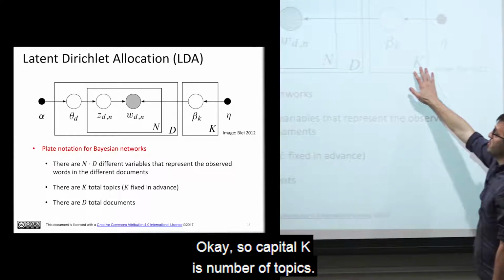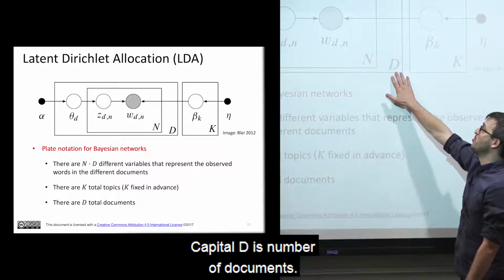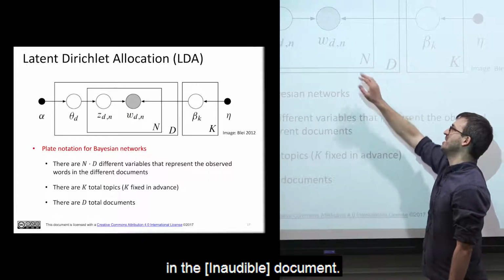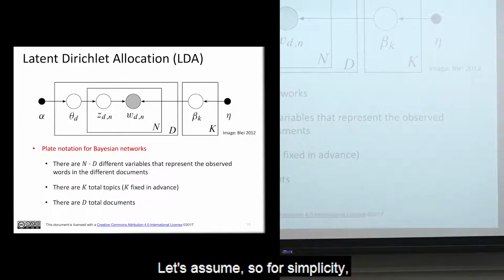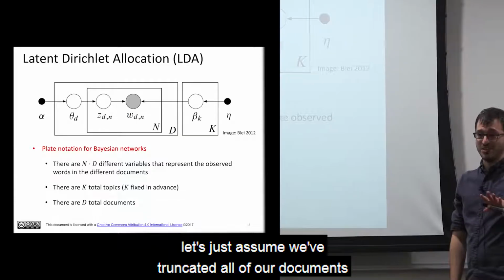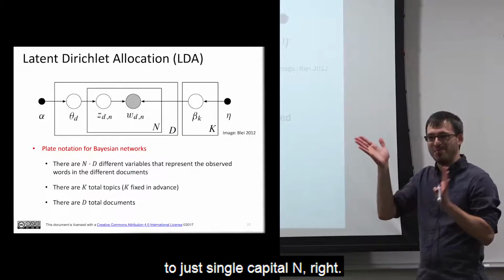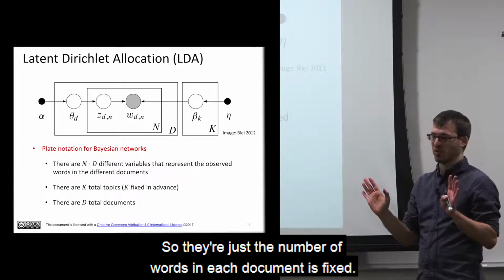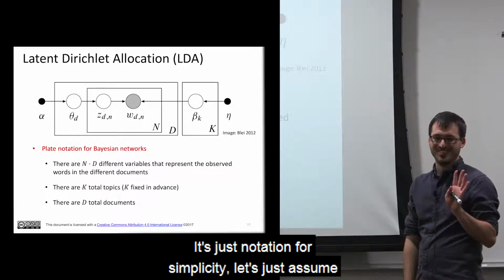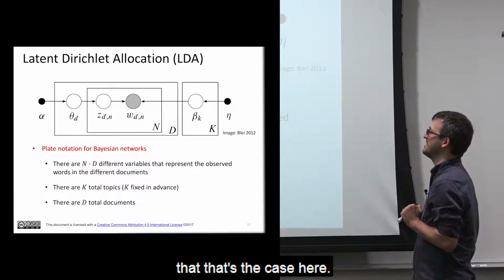So capital K is the number of topics, capital D is the number of documents, and capital N is the number of words in the dth document. For simplicity, let's just assume we've truncated all of our documents to a single capital N, so the number of words in each document is fixed. We don't need to make that assumption. It's just notationally for simplicity. Let's just assume that that's the case here.